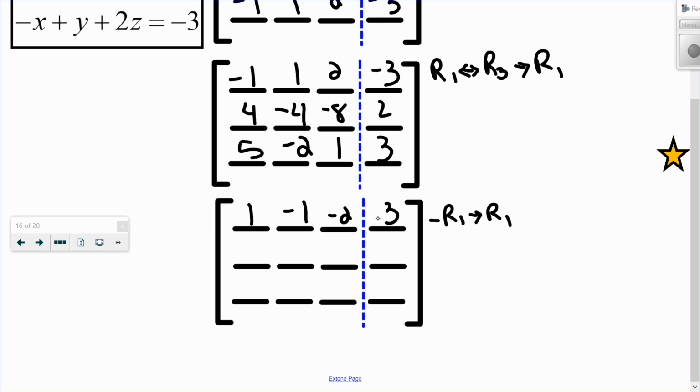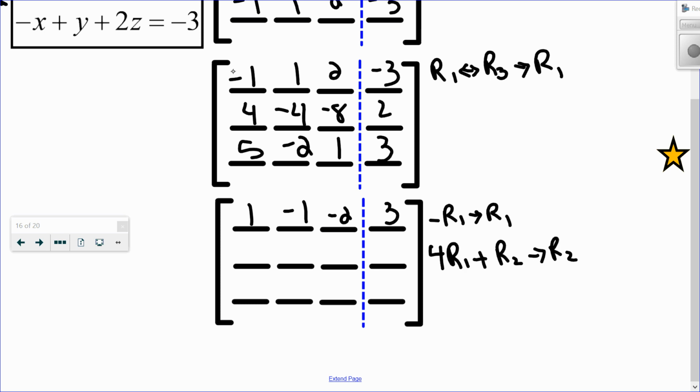To get rid of the 4, I'm going to multiply row 1 by 4 and add it on, oops, row 1, not row 4. Okay, let me try that again. So 4 times row 1 added on to, or we'll just erase the whole thing, plus row 2 onto row 2.